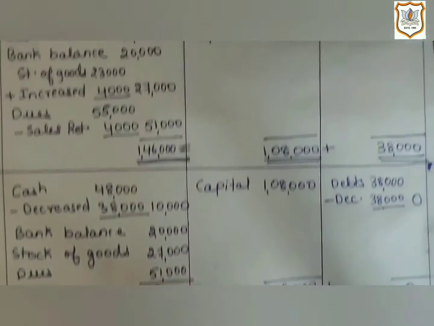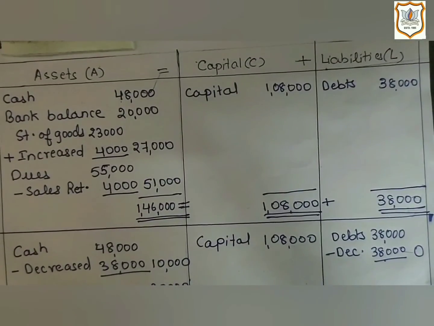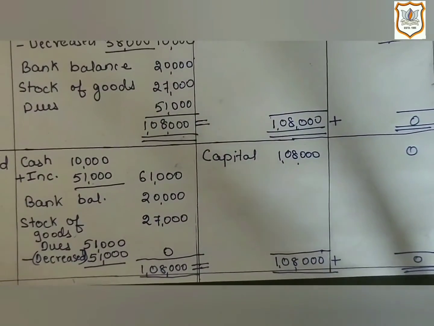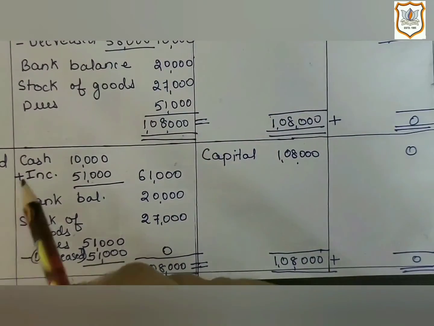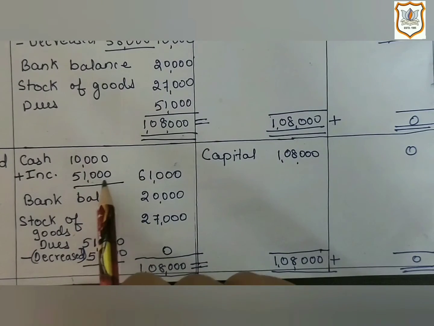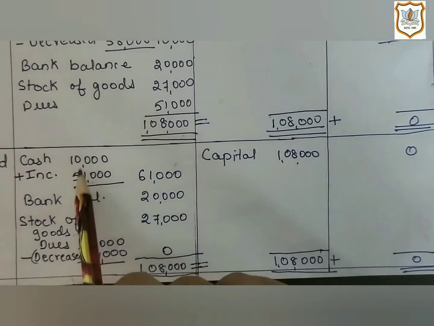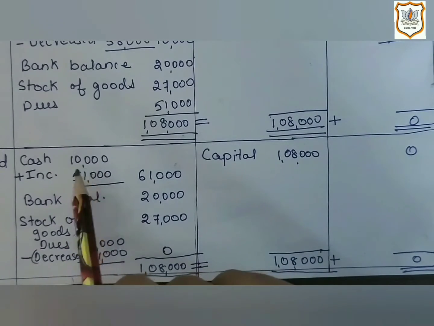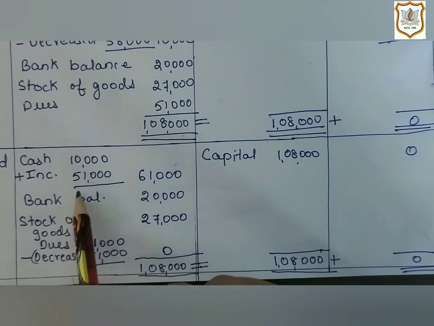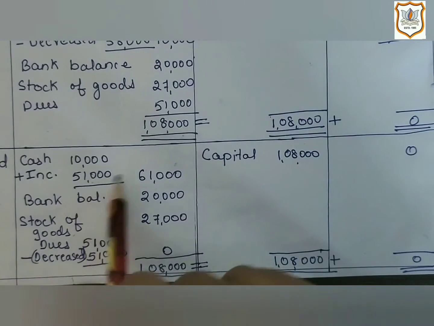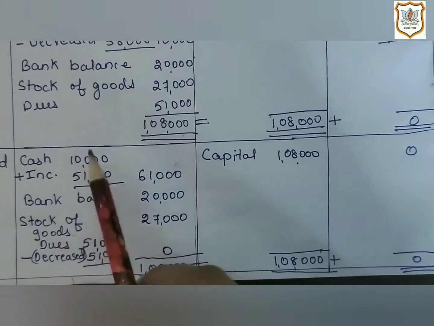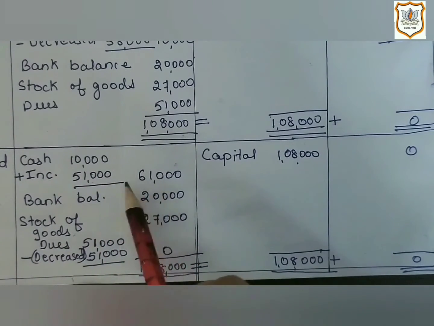Let us see its impact on accounting equation. Here it is. Due to this transaction, our cash balance is increasing by rupees 51,000. So previously we had cash balance of rupees 10,000 and now since Jaslyn has paid us 51,000 for goods sold to her, our cash balance is increasing. So by adding this, we will get new cash balance, that is 61,000.